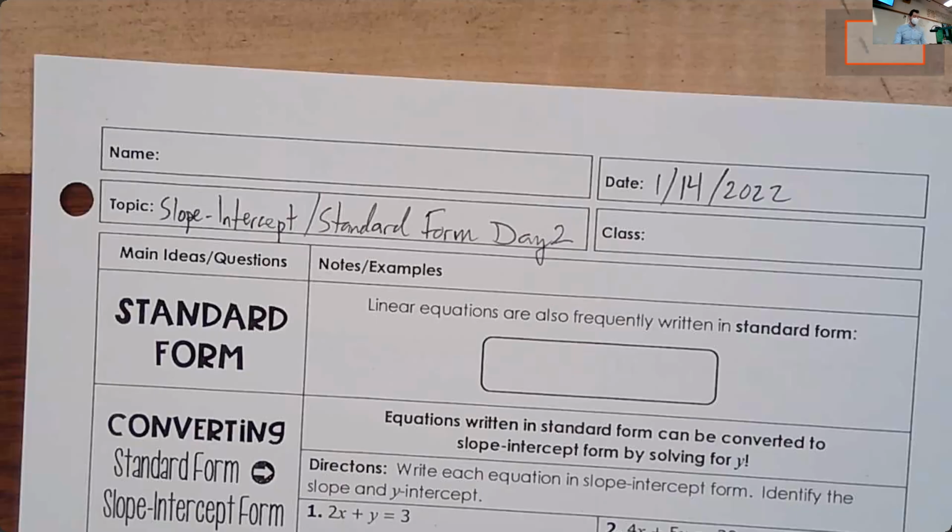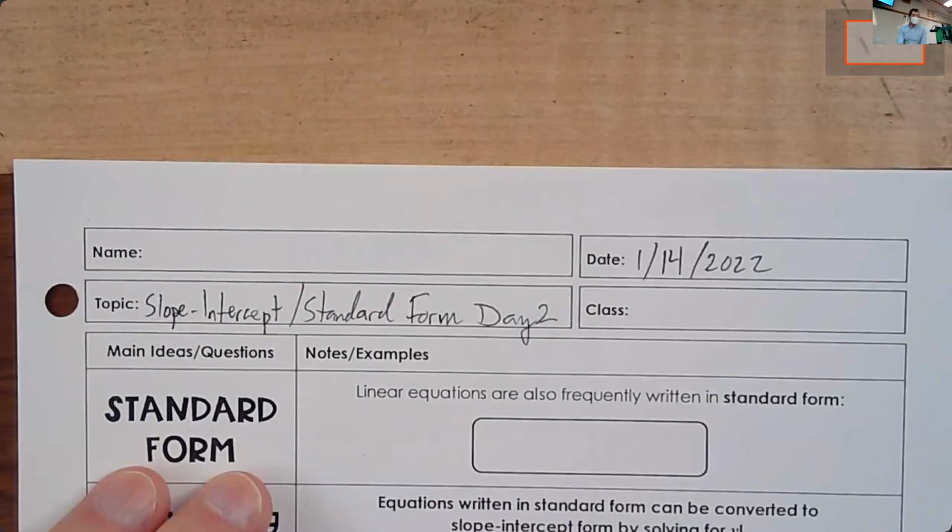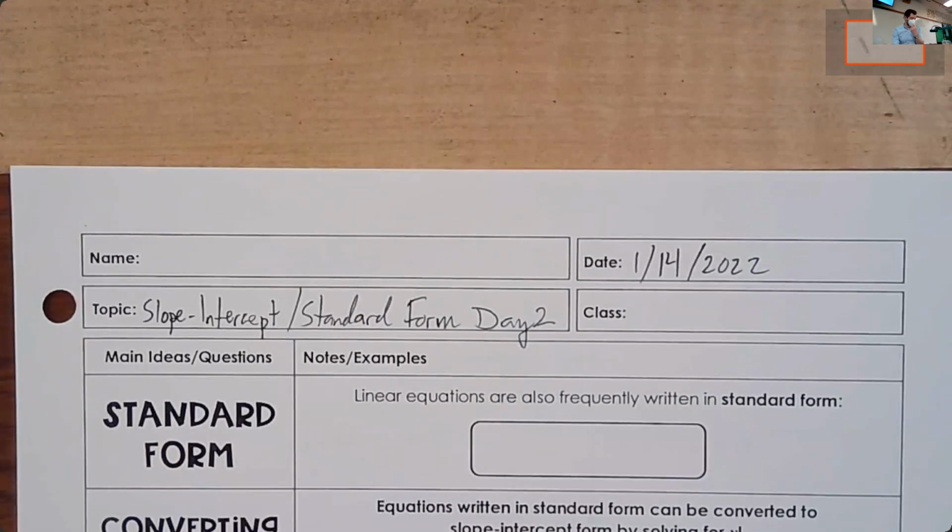Yesterday, we looked at y equals mx plus b, slope-intercept form. Today, we're looking at the other part of the lesson. The topic today is the same topic as yesterday: slope-intercept / standard form. We're looking at day 2. Yesterday was slope-intercept form. Today is standard form.